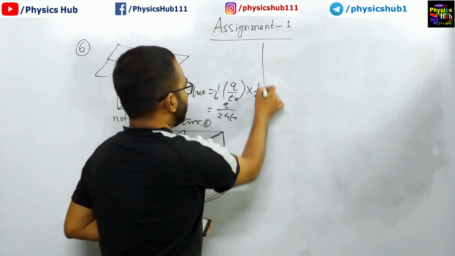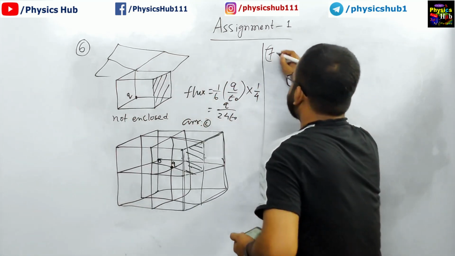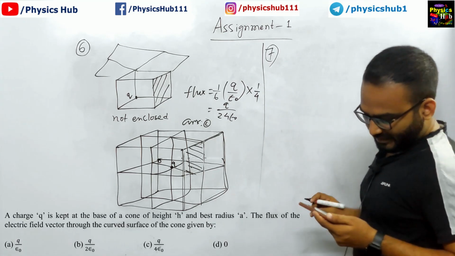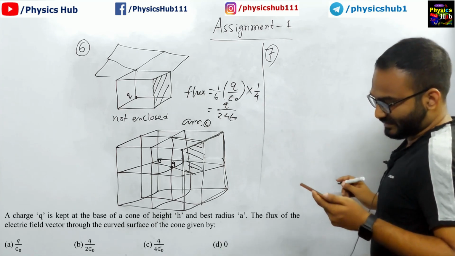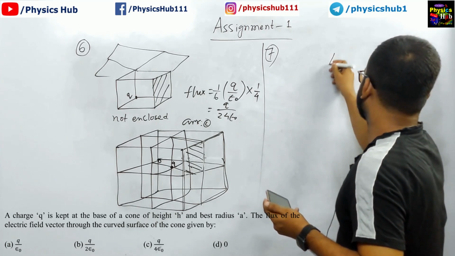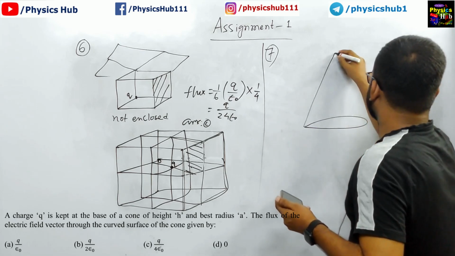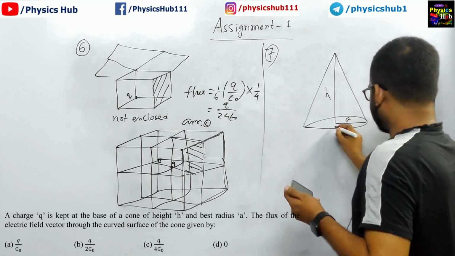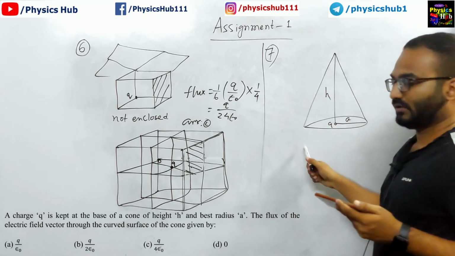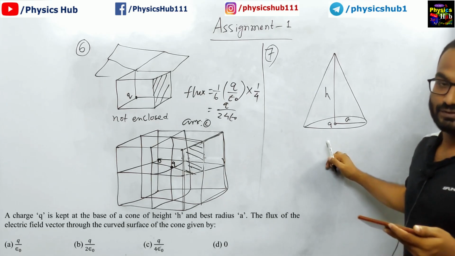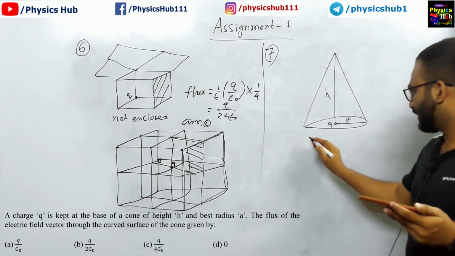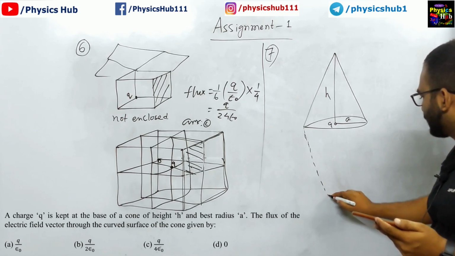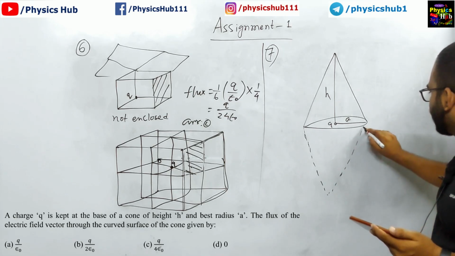A similar problem is given in question number 7. A charge Q is at the base of a cone of height h and base radius a. So this is the cone. Let's say it has height h, base radius is a, and the charge is sitting here. You can utilize a similar logic. If you want to apply Gauss law, this charge must be enclosed. So how can you enclose it? You can just extend this cone in the lower portion in a similar manner.